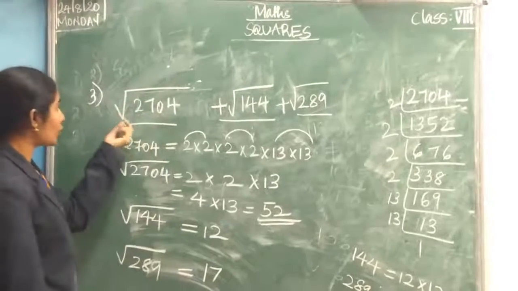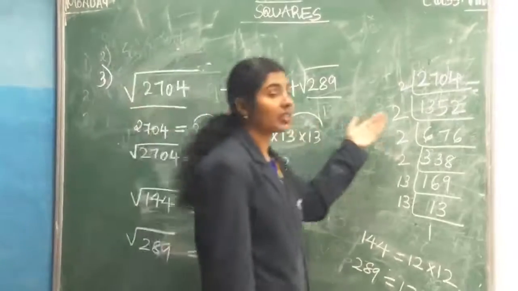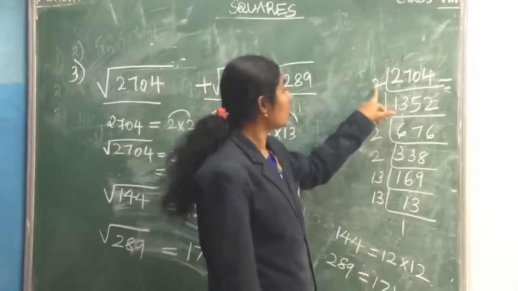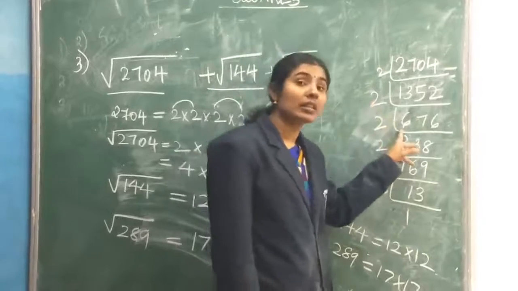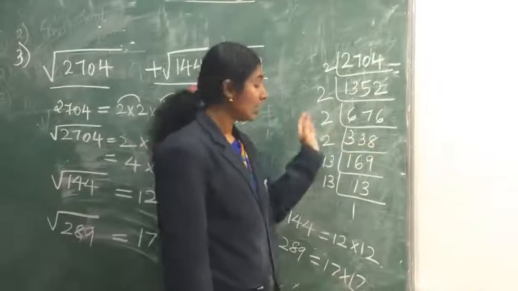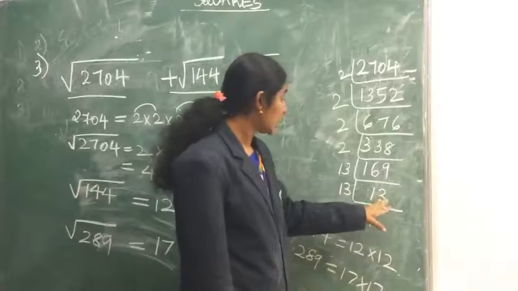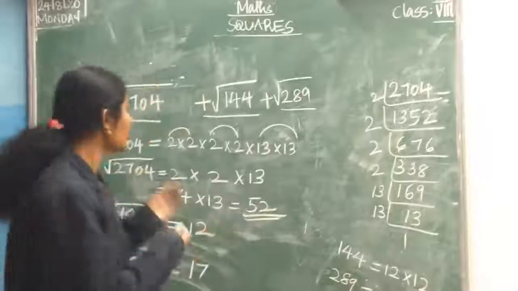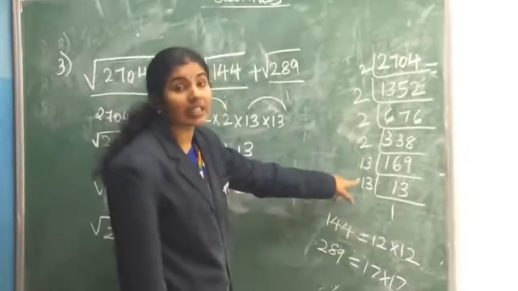2704. First of all, you should find the square root of this one by the factorization method. See here, when you factorize this number, you will get 2 multiplied by 1352, then 2 multiplied by 676, then 2 multiplied by 338, then 2 multiplied by 169, then 13 multiplied by 13, then 13 multiplied by 1. Factorize this number. So how can you write this number? 2 into 2 into 2 into 2 into 13 into 13.